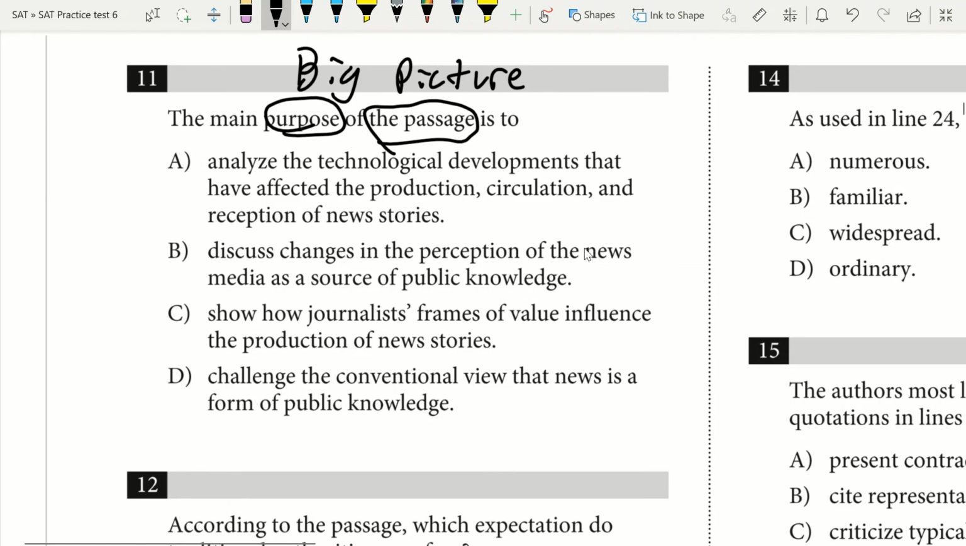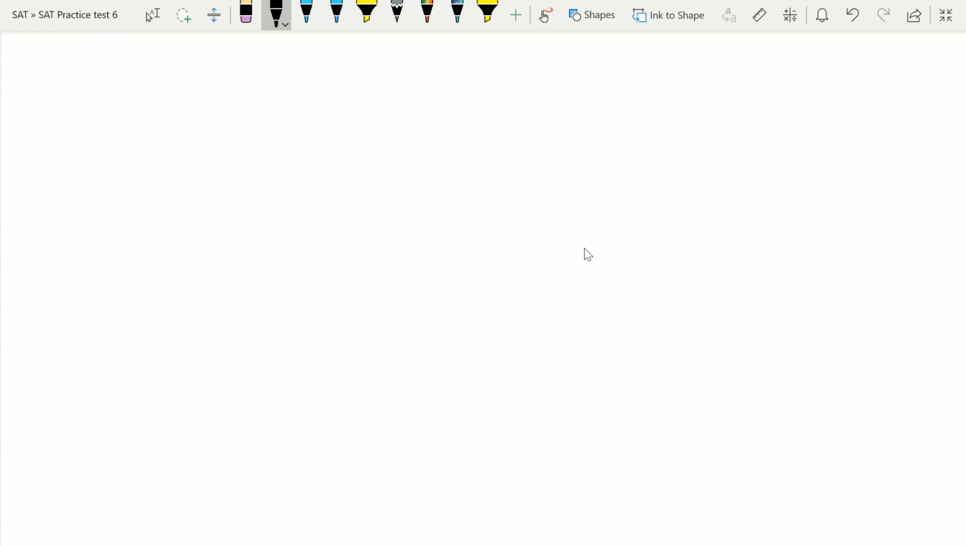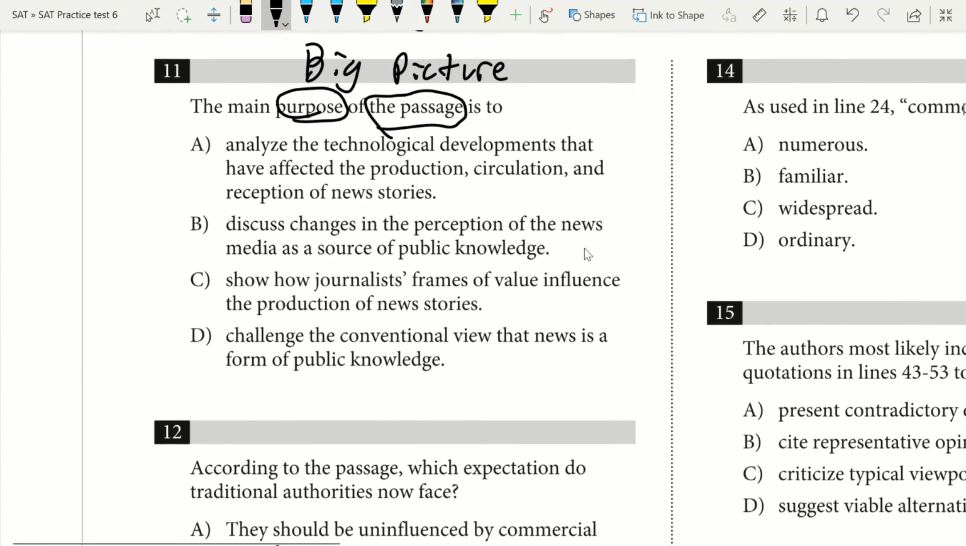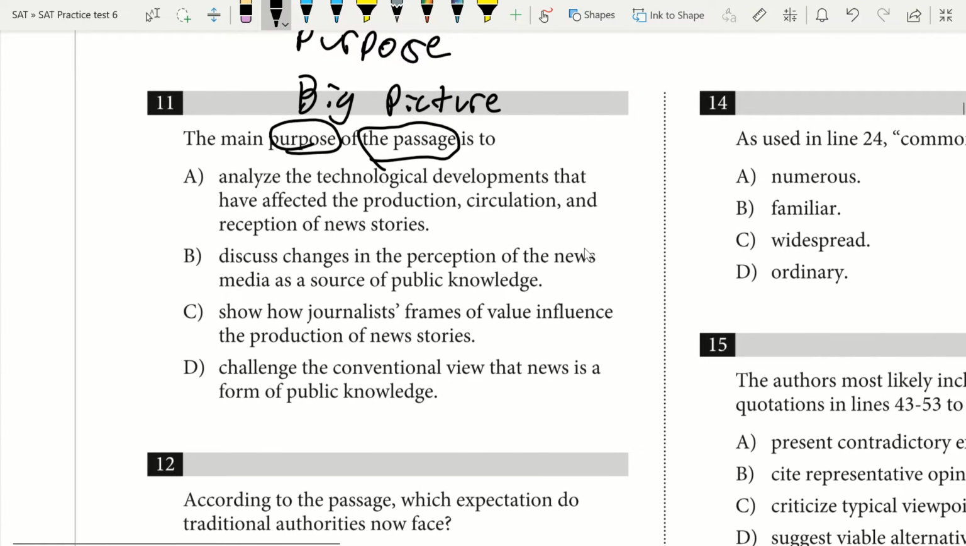Well, the purpose of this whole passage, if we really break it down, is, okay, my screen just went blank. All right, there we go. Now we're back. All right, so the main purpose of the passage, if we are really to break it down, is we're really talking about the change in the perception of the news media as a source of public knowledge over time. Okay, we're talking about how the news used to be perceived as a trustworthy and credible source way back when with the BBC and the New York Times, and now people are much, much less trusting of the news.